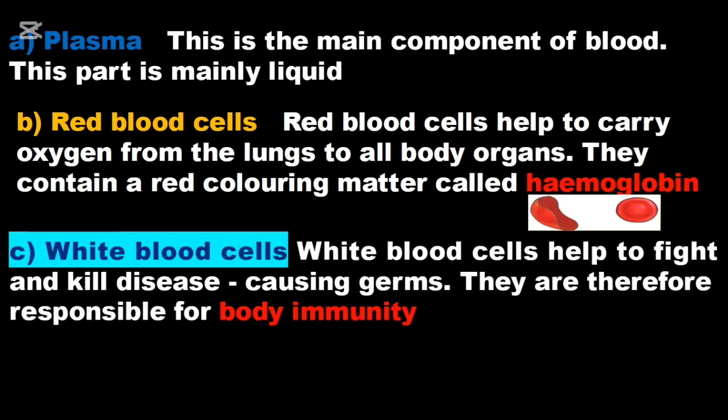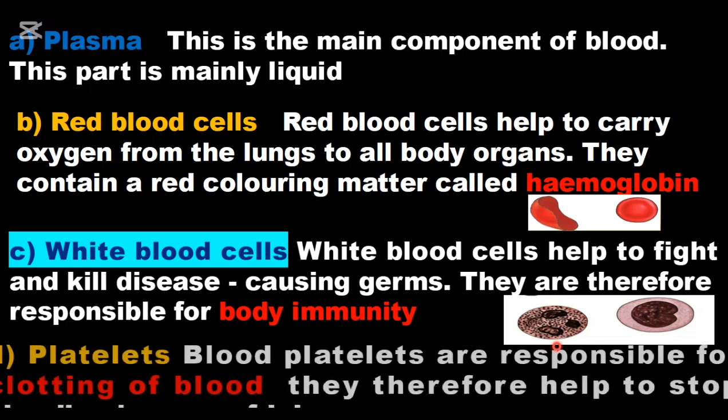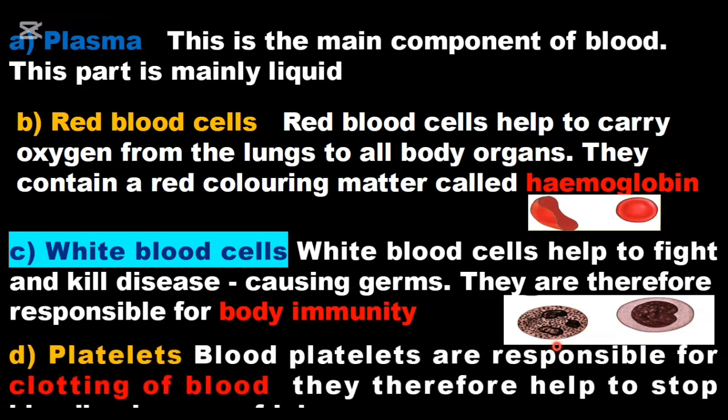White blood cells help to fight and kill disease-causing germs. They are therefore responsible for body immunity, for protecting the body from disease. This diagram shows how white blood cells look. Component number 4 is called platelets. Blood platelets are responsible for clotting of blood and they also help to stop bleeding in case of injury.